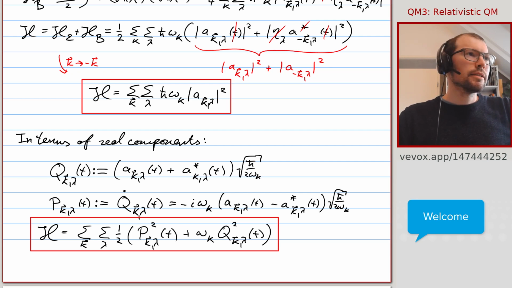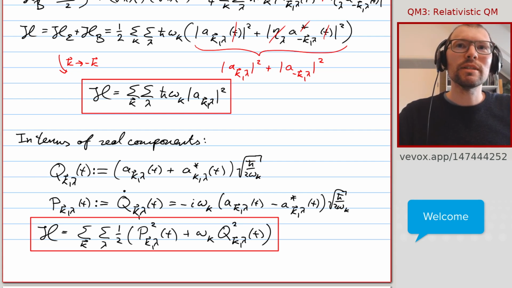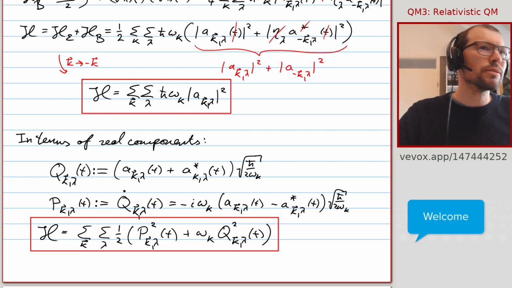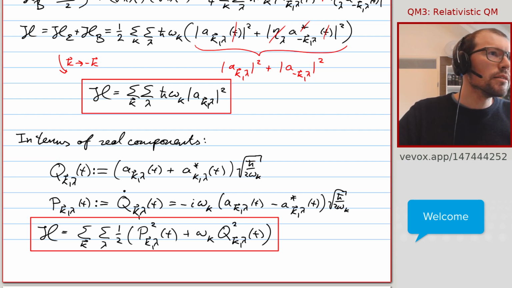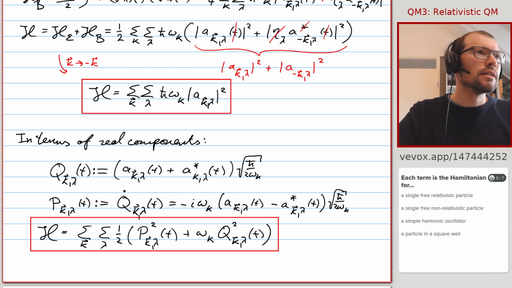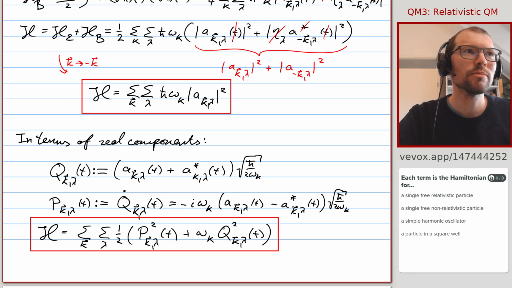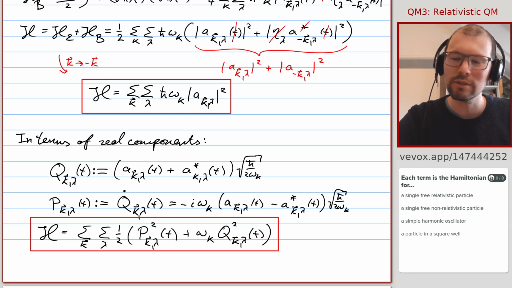Okay, let's do a quick poll. The link is in the chat, or you can copy it from the screen. So each term in this sum is the Hamiltonian for what?